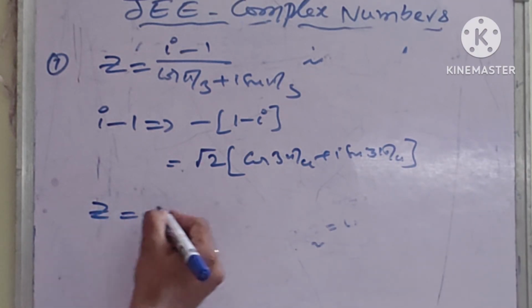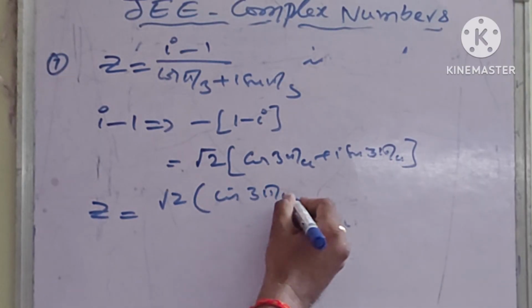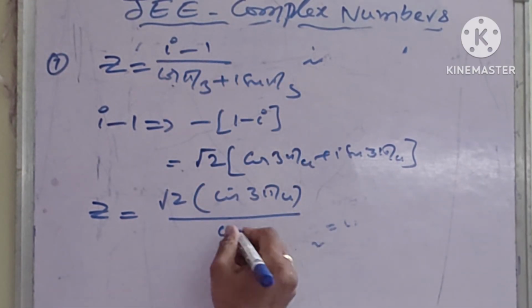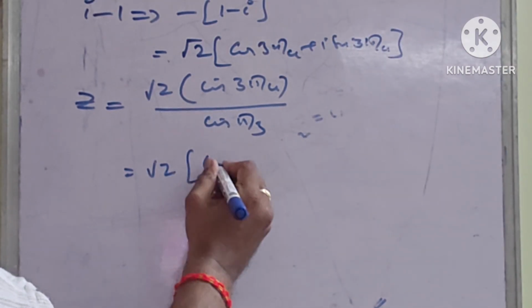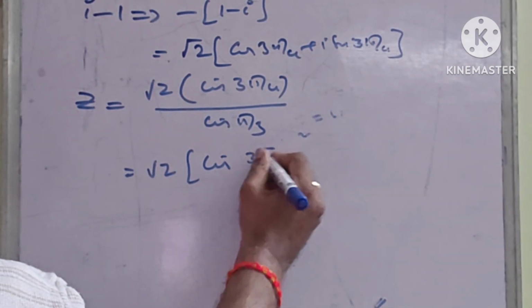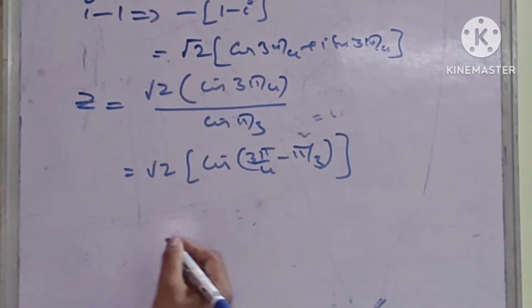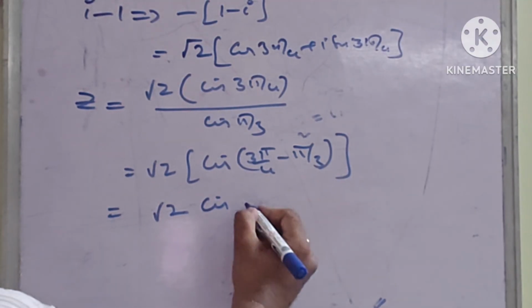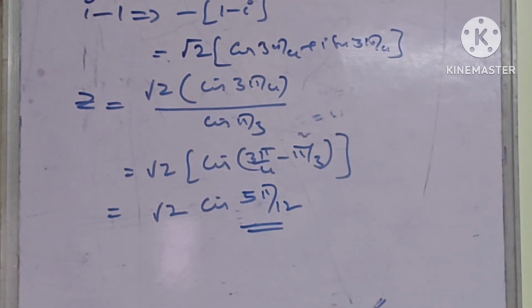Now here z is equal to root 2 into cis 3 pi by 4 by, so here this one is cis pi by 3. So root 2 into cis of 3 pi by 4 minus pi by 3. So here root 2 into cis of LCM is 12, that is 5 pi by 12. So the answer is root 2 cis 5 pi by 12.